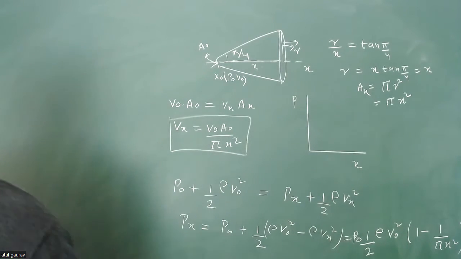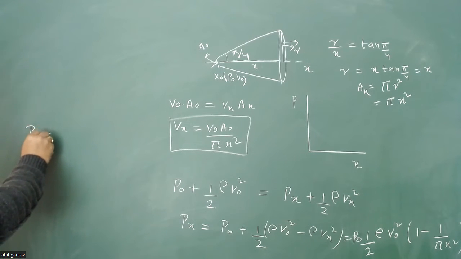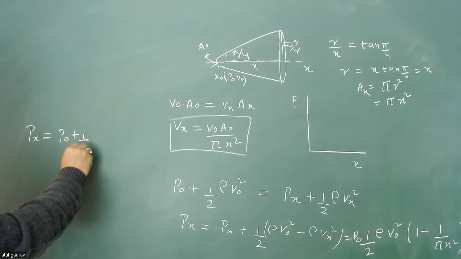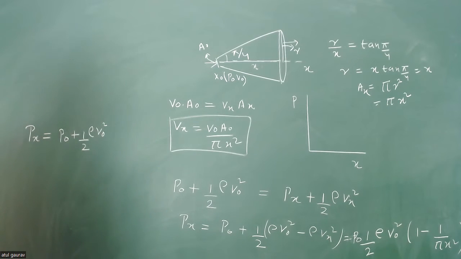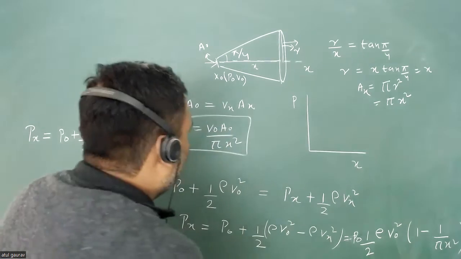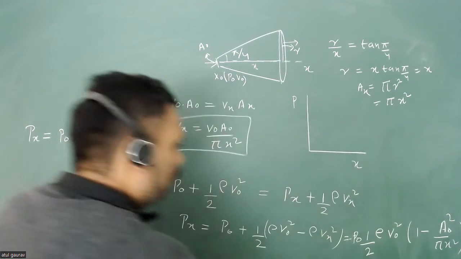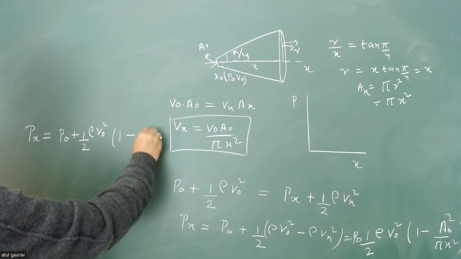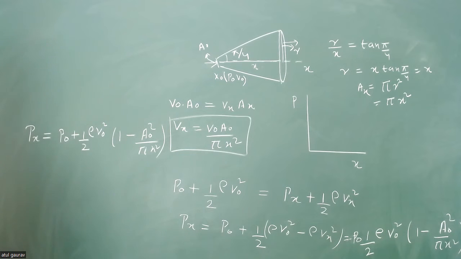So what is my pressure at point x? The pressure at point x is equal to P naught plus half rho V naught square, and the area is also there, so we have to use this one. V naught into A naught, so here A naught square is also there. So we have V naught square times 1 minus A naught square upon pi x square.